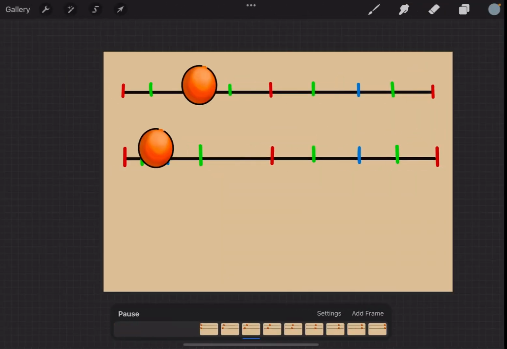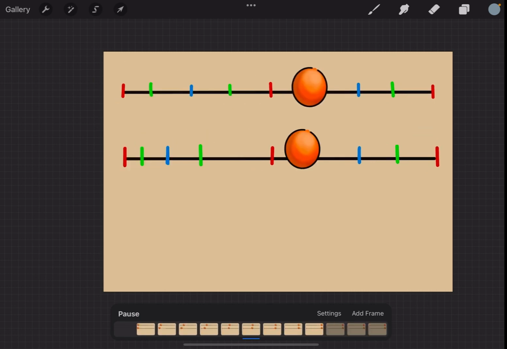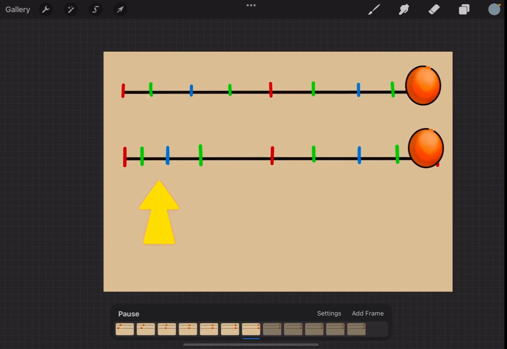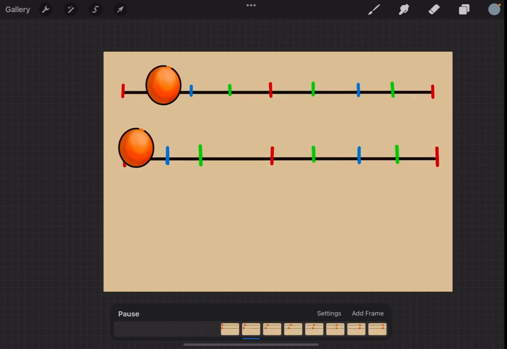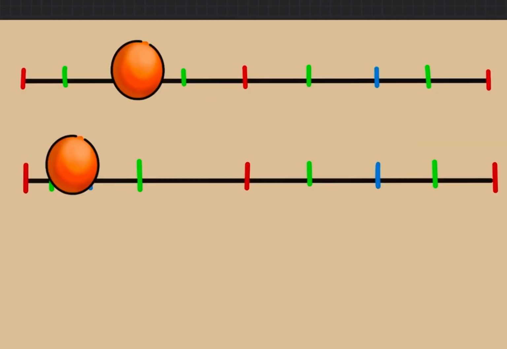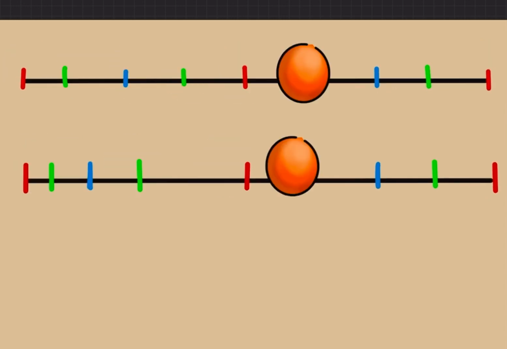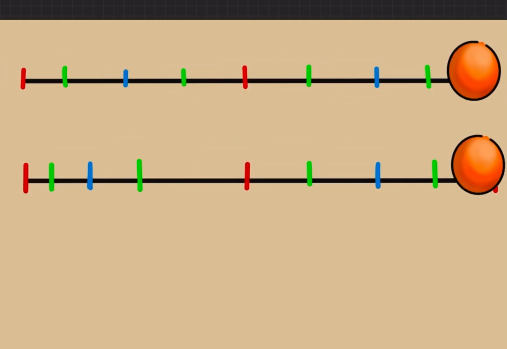For our next example, the ball is moving in a different way. The frames at the beginning are closer than the frames at the end, so this gives the feeling that the ball is accelerating as it starts to move. If we compare it to our previous example, we clearly see the second ball is being delayed.